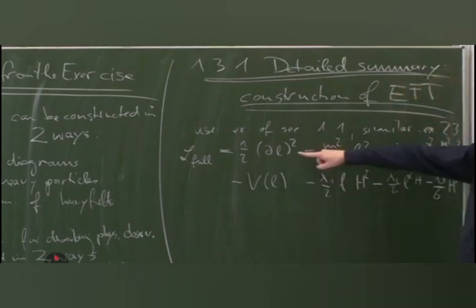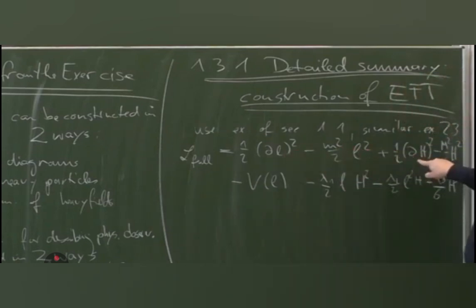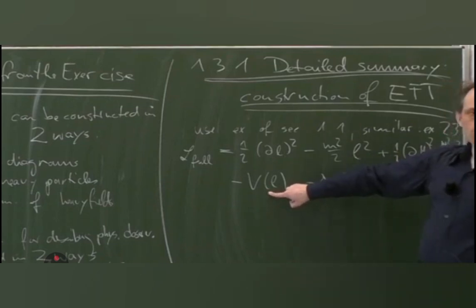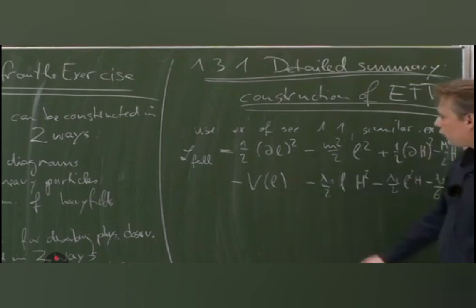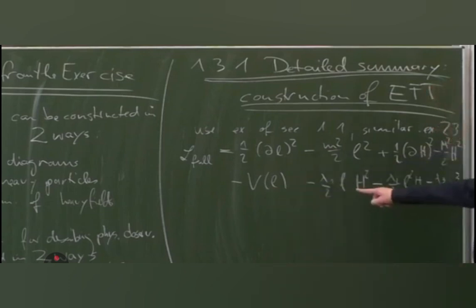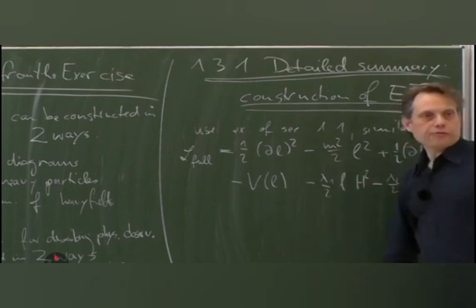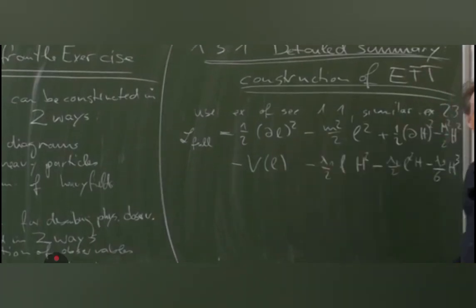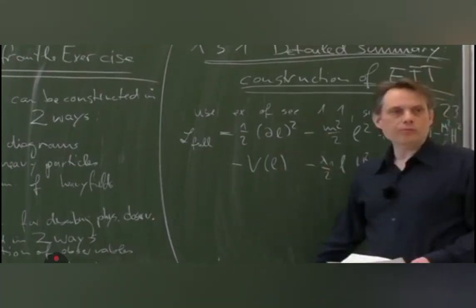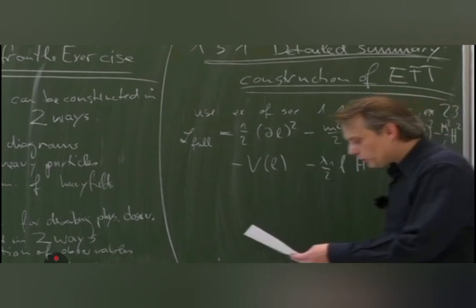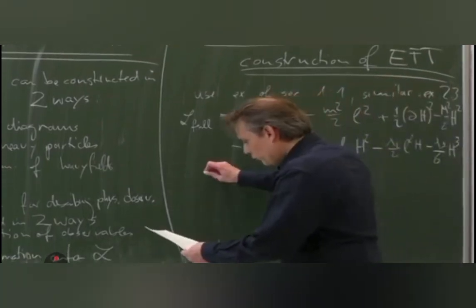So a normal kinetic and mass term for a light field, a normal kinetic and mass term for a heavy field, a potential which we don't specify in more detail for the light field only, and interactions involving the heavy field: 1L 2H's, 2L 1H and 3H's. And we have explicitly worked out the Feynman rules for the theory and computed some Feynman diagrams. And let me now sketch and summarize what has happened.